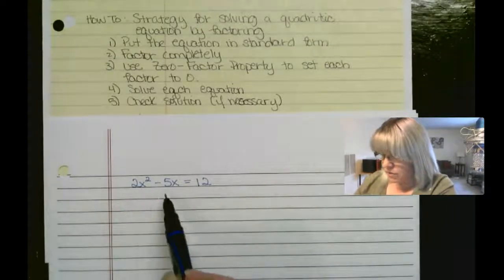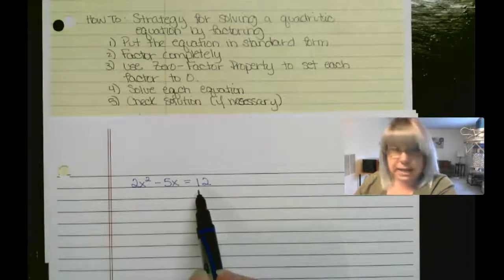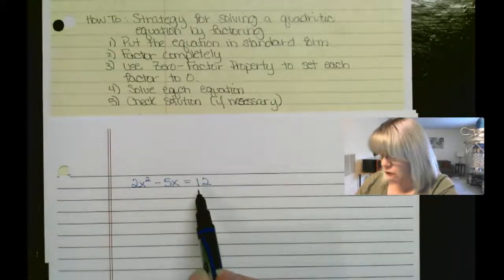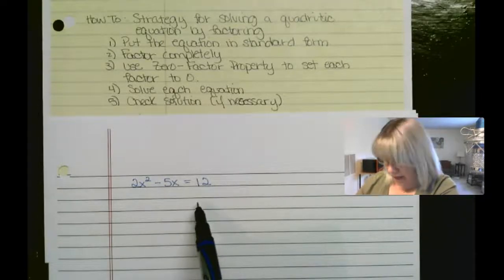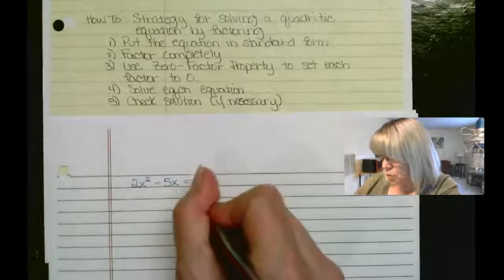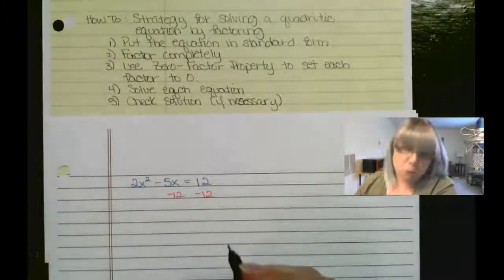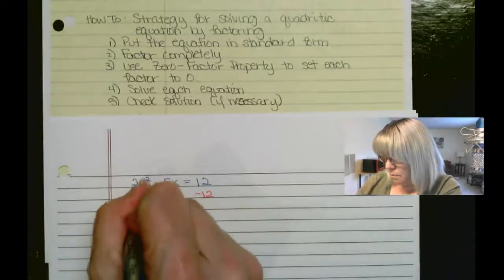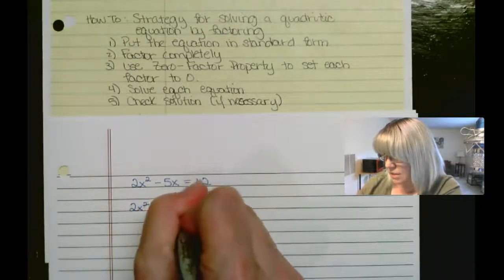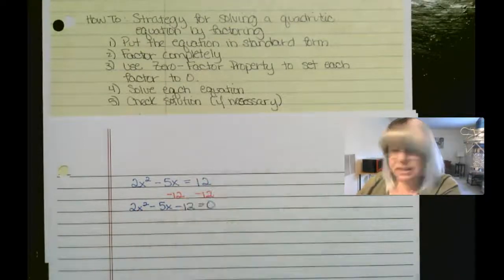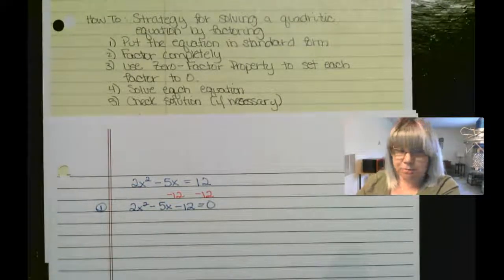2x squared minus 5x equals 12. First and foremost, it is not in standard form. My first job is to move everything to the left-hand side, leaving 0 on the right-hand side. So let's subtract 12 from both sides using the addition property of equality. My new equation is 2x squared minus 5x minus 12 equals 0. That was our first step. We have now put it in standard form.